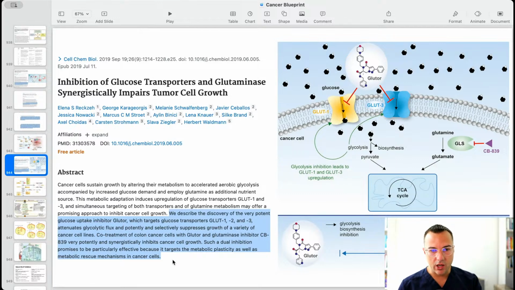We described the discovery of a very potent glucose uptake inhibitor, Glutor, which we will have a little bit of a slide on probably in the next video, which targets glucose transporters 1, 2, and 3, attenuates glycolytic flux, and potently and selectively suppresses growth of a variety of cancer cell lines. Co-administration of colon cancer cells with Glutor and glutaminase inhibitor, in this case they're using CB839, very potently and synergistically inhibited cancer cell growth. Such a dual inhibition promises to be particularly effective because it targets the metabolic plasticity as well as metabolic rescue mechanisms of cancer cells.